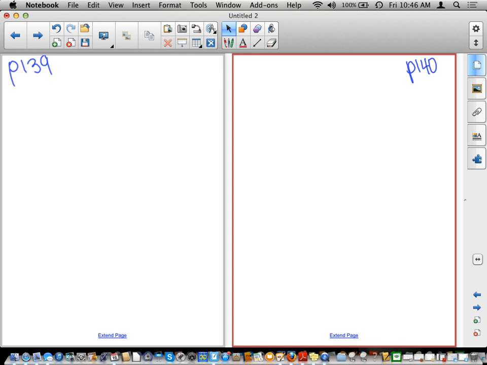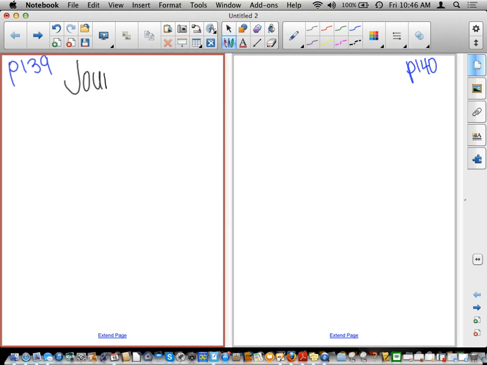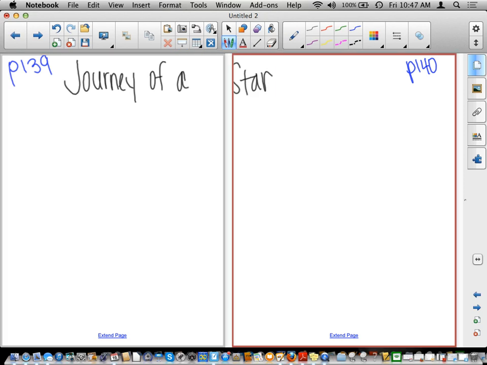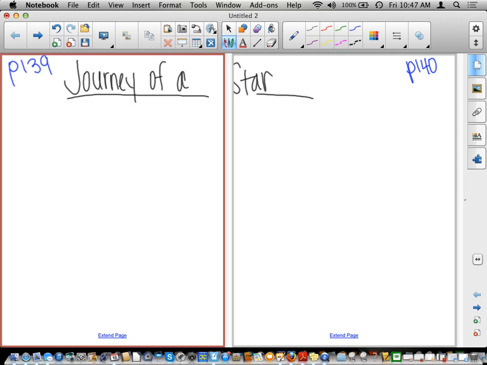So across the top, to start off with, I'll keep it 2 pages. Journey of a Star. For the fourth time, I am moving the essential questions to page 141 so that I can have the entire spread of the Journey of a Star on these 2 pages and to keep my sections in order. So the essential questions will be moved to 141 if you run over 138, 137. Journey of a Star.